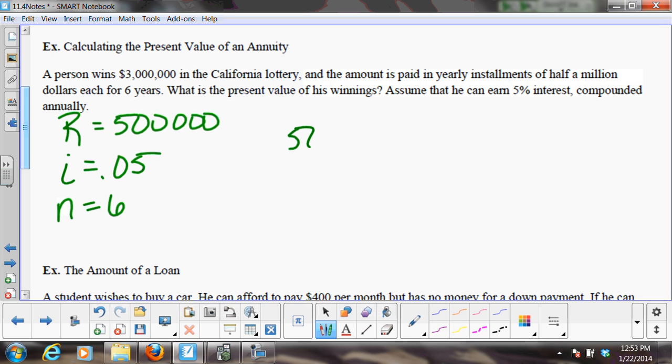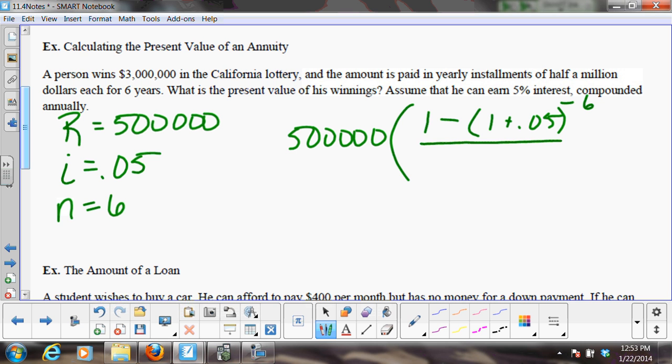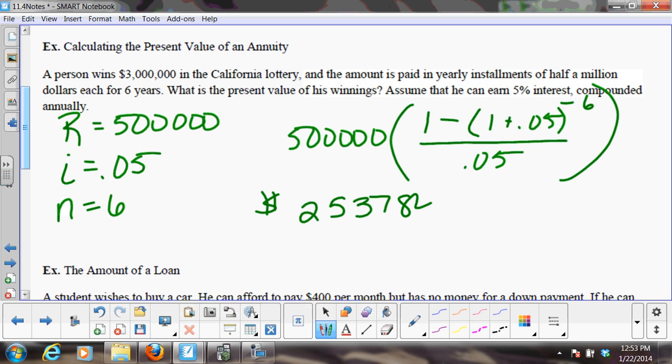So we start with our 500,000 times (1 minus (1 plus 0.05) to the negative 6), all over 0.05. Just plugging in pieces, really. And when we get to the end, $2,537,846.03. That's how much the present value of our winnings is.